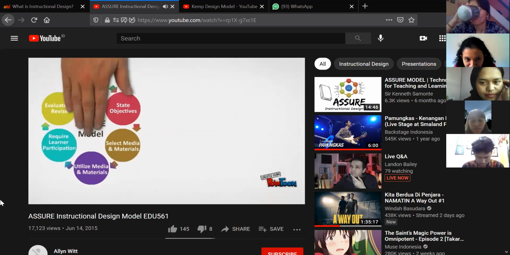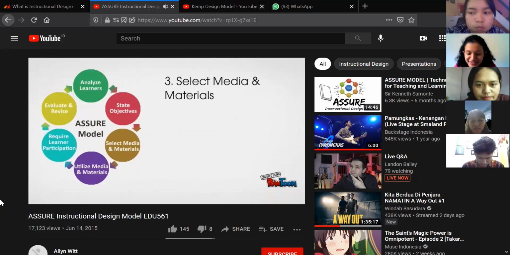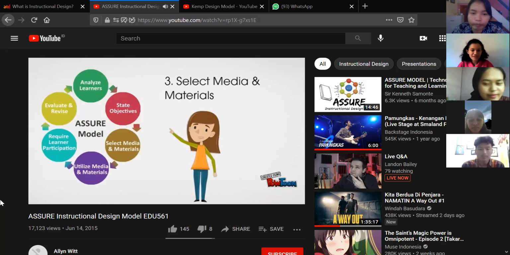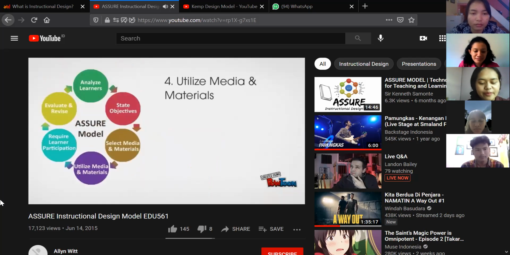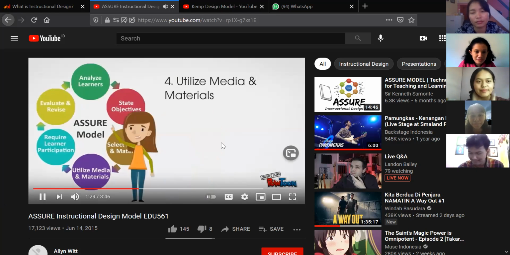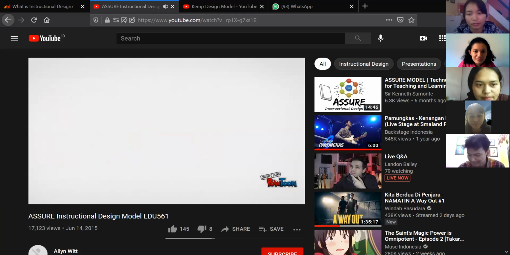The third step of the ASSURE model is to select media and materials. These may be materials that are already available. You can also modify existing materials or design new ones to help you complete your unit. The next step is to utilize the media and materials chosen in the last step. Instructors should preview the materials, prepare the learning environment, and provide instruction.